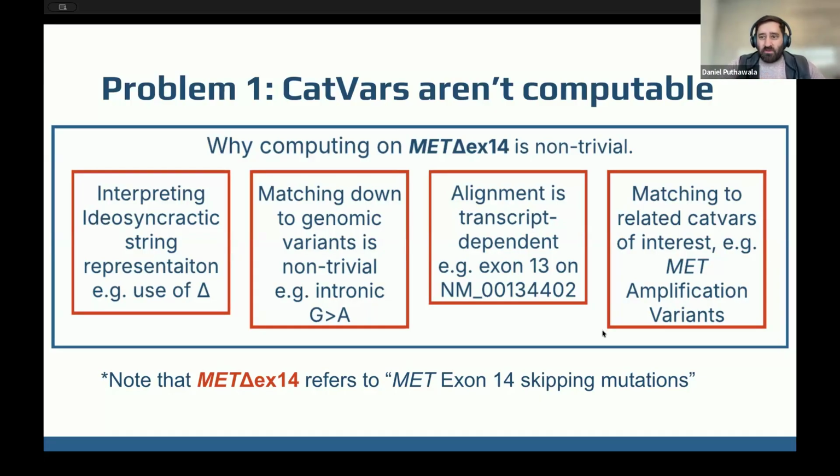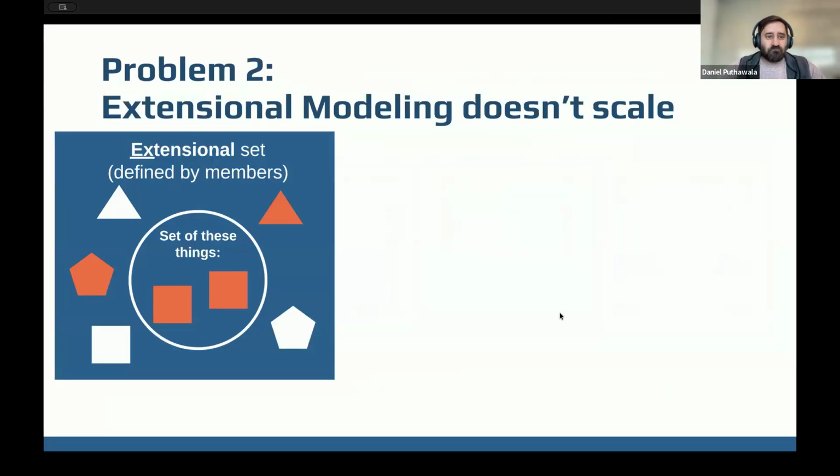But there's nothing really about the string MET delta X14 that tells you that and makes that obvious. So until now, we had to rely on personal experience and intuition to make that leap of logic. And Cat-VRS hopefully will help us with this.